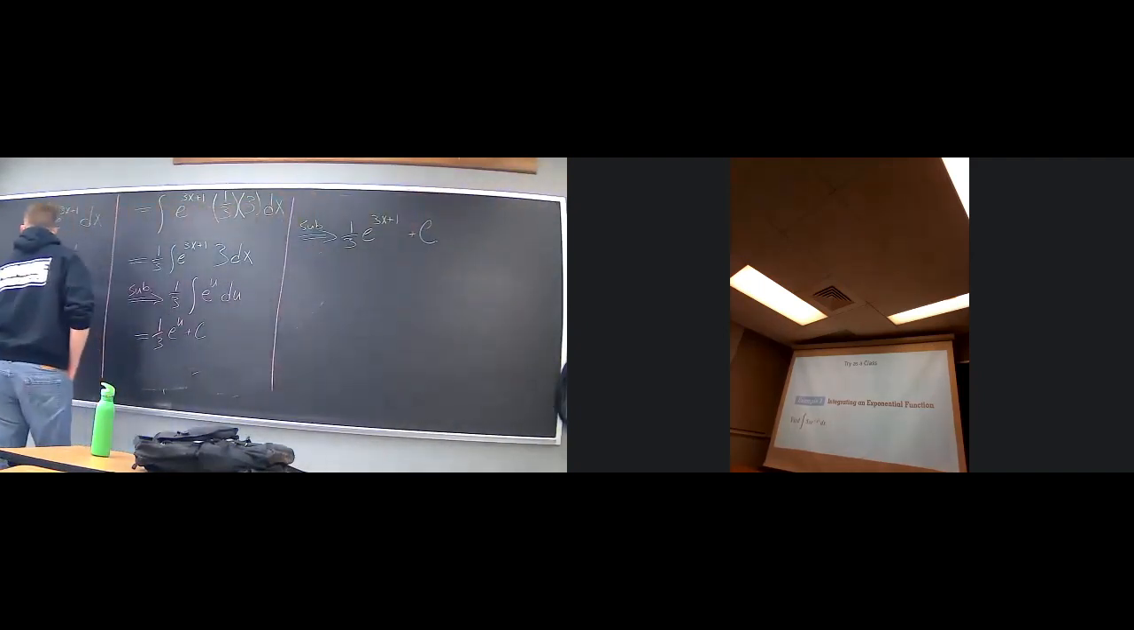Okay. So in this example, it takes a little bit more massaging. This example, we've got the integral of 5x e to the negative x squared dx. So our u is going to be negative x squared, right? So our du dx, well, that's going to come out to be negative 2x. And our du is going to be negative 2x dx.